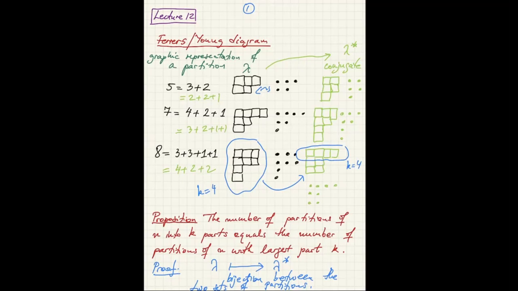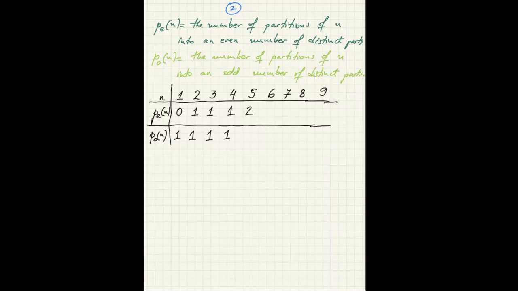Now, let me give you another application of these diagrams to a problem in combinatorics and number theory. Last time we talked about P(n), which is the partition number of n, the number of partitions of n. Now let's look at some related numbers. Let's define Pe(n) as the number of partitions of n into an even number of distinct parts. I'll give some examples in just a second. And similarly, we can define Po(n) as the number of partitions of n into an odd number of distinct parts.